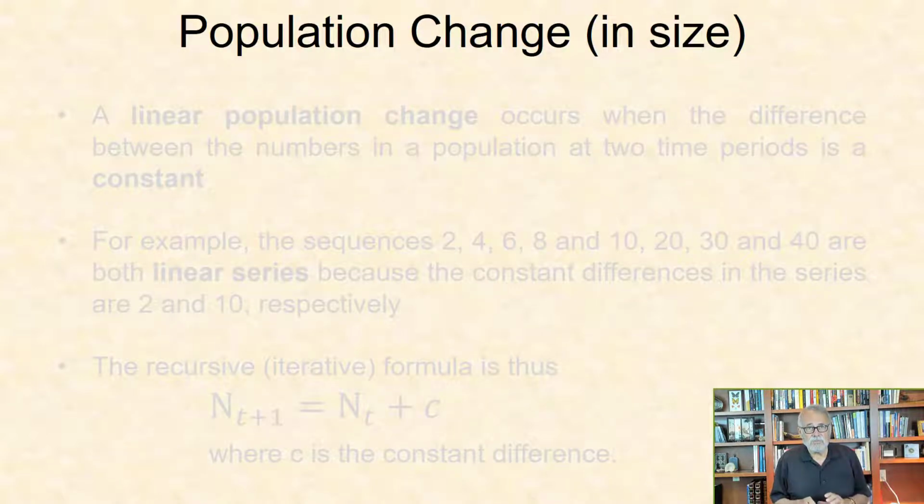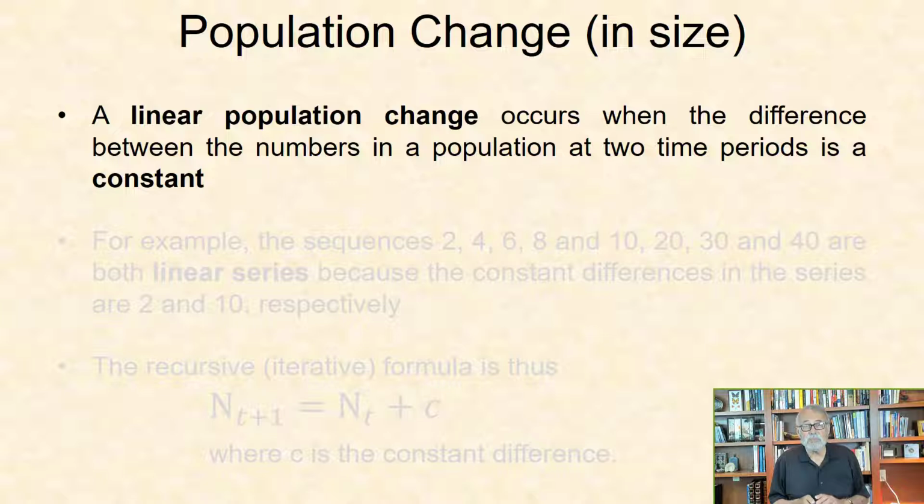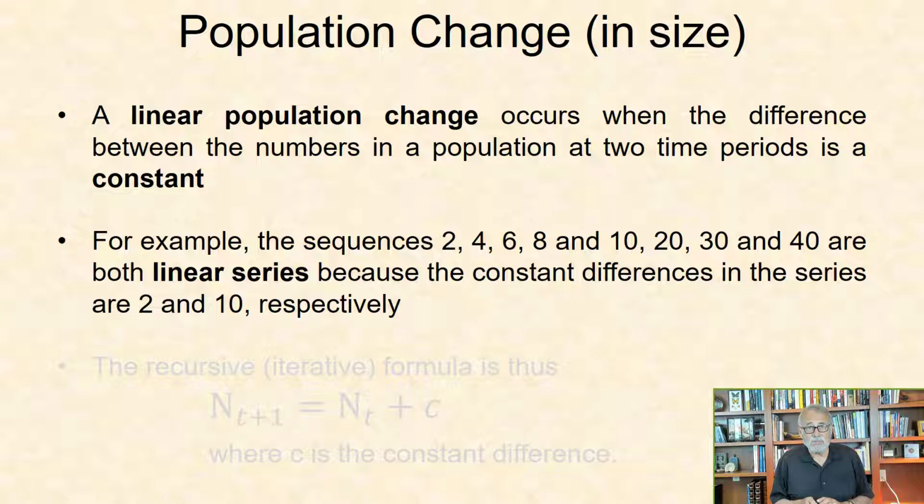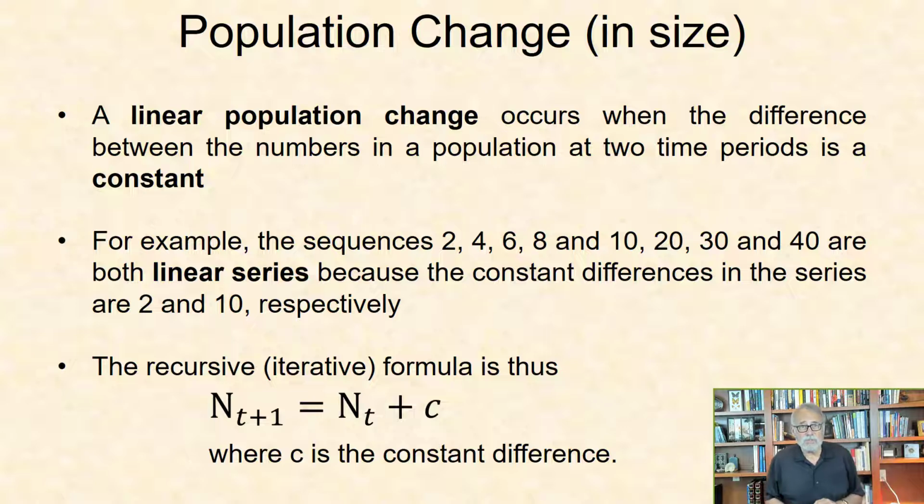A linear population change occurs when the difference between the numbers in a population of two time periods is a constant. For example, the sequences 2, 4, 6, and 8, and 10, 20, 30, and 40 are both linear series because the constant differences in the series are 2 and 10 respectively. The recursive formula for this linear change is thus the number at time t plus 1 equals the number at time t plus c, where c is the constant difference.